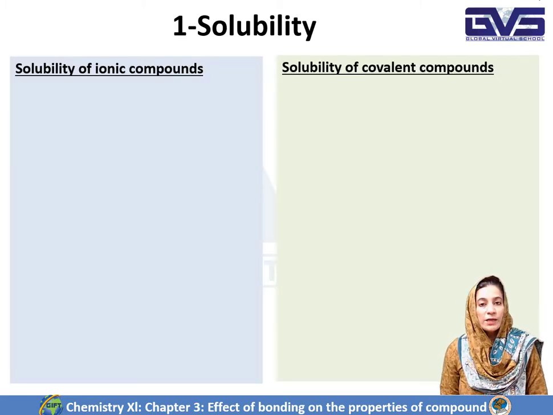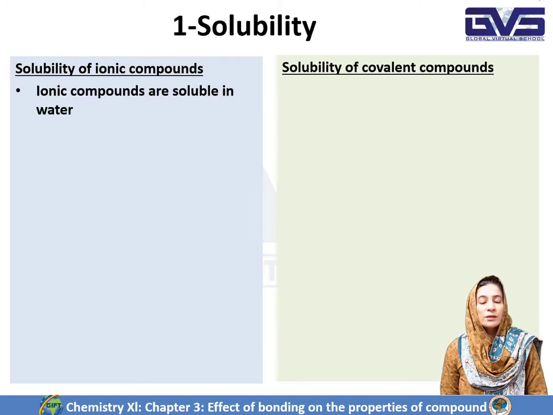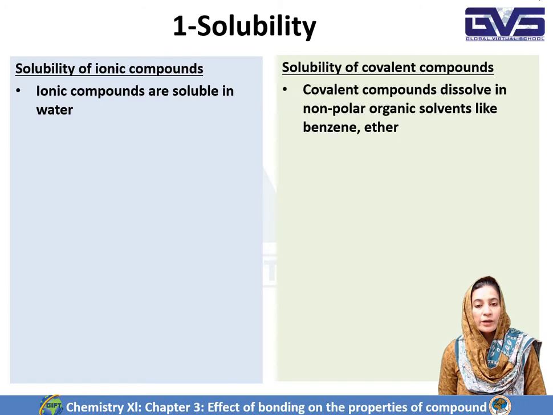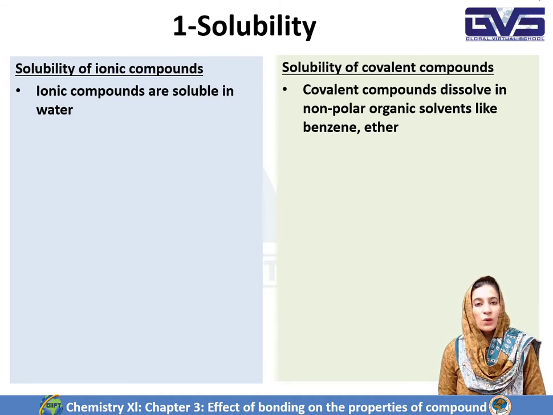First one is the solubility. Solubility means dissolution of something in a solvent. What is the difference between solubility of ionic compounds and covalent compounds? If you are asked the question to compare the solubility, then you can write the points as I am discussing here. Ionic compounds are soluble in water. Usually most of the ionic compounds are soluble in water, and most of the covalent compounds are soluble or dissolved in non-polar organic solvents.